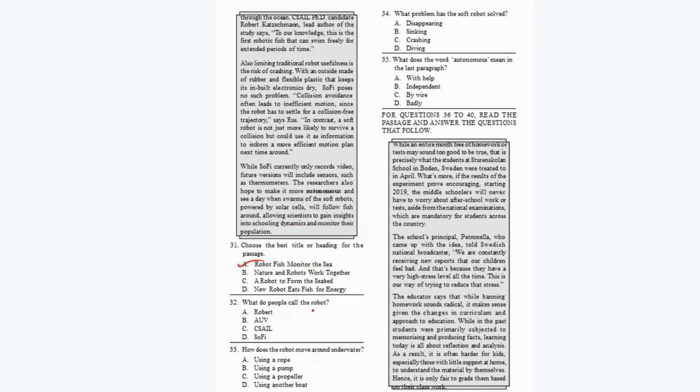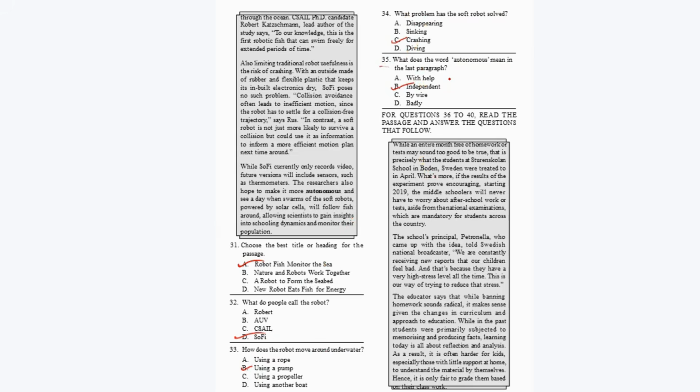What do people call the robot? It is called Sophie, option D. How does the robot move around underwater? So by using a pump. Okay, so it's option B here. Now, what problem has the soft robot solved? It has solved the problem of crashing. Now, what does the word autonomous mean in the last paragraph? It means independent. Okay, so like this, you have to complete the passage questions.